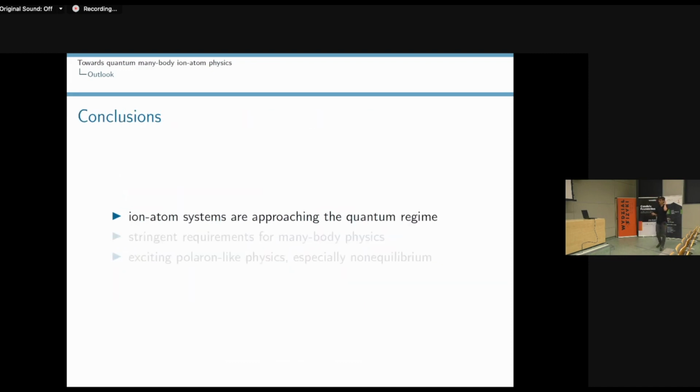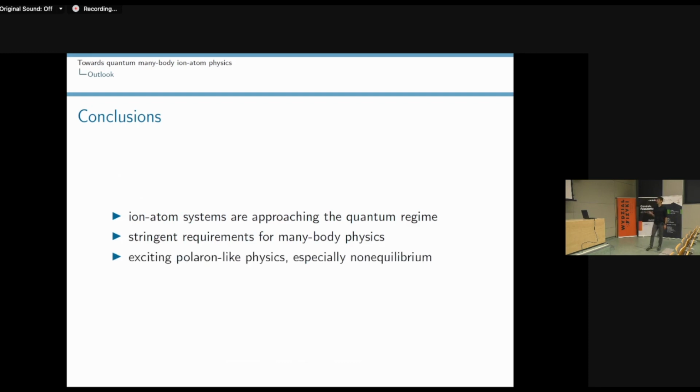So in conclusion, I think a lot of other speakers showed that ion-atom systems are now approaching the quantum regime. There is really amazing progress in experiments, much beyond what the theorists imagined 10 years ago. But the demands for doing many-body physics in an experimental setup are extremely high. But as the experimentalists keep surprising me, I have high hopes that this is still a promising field.